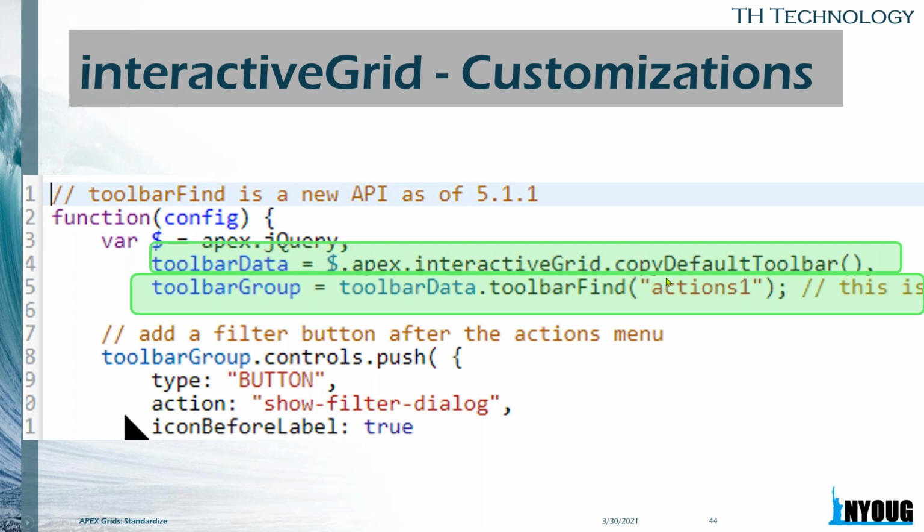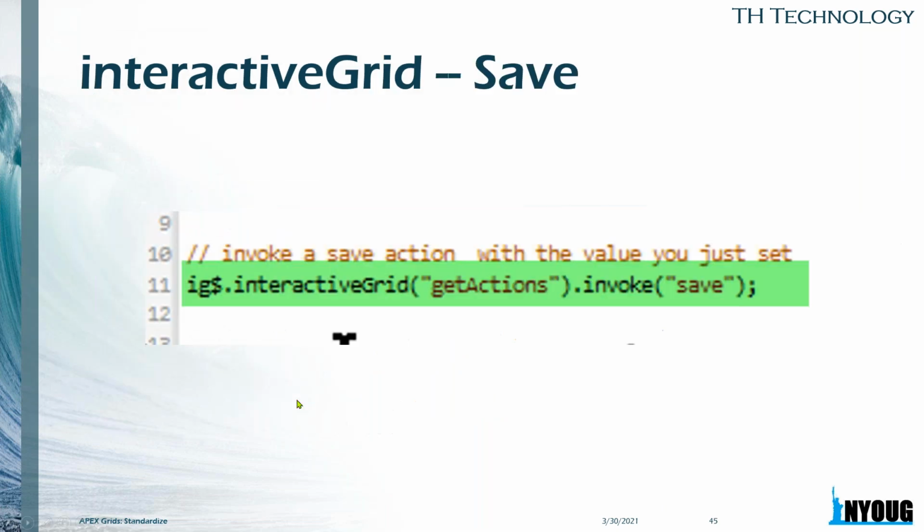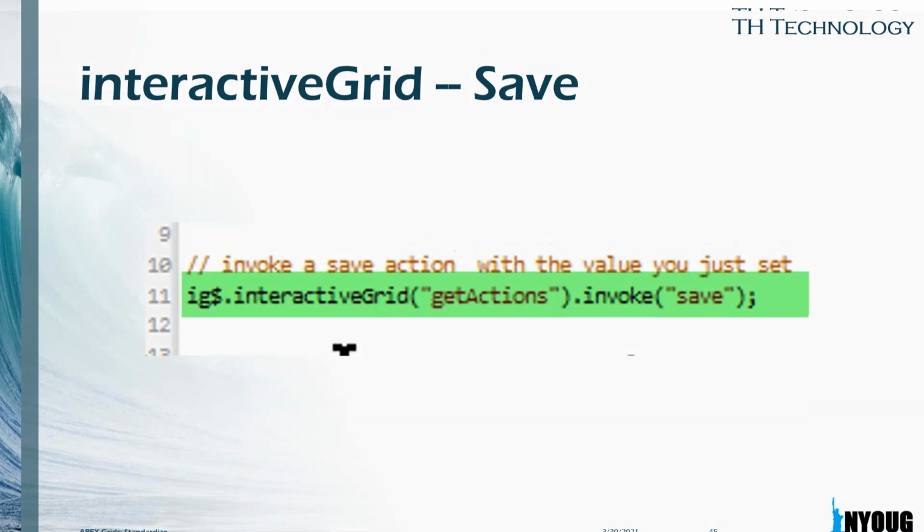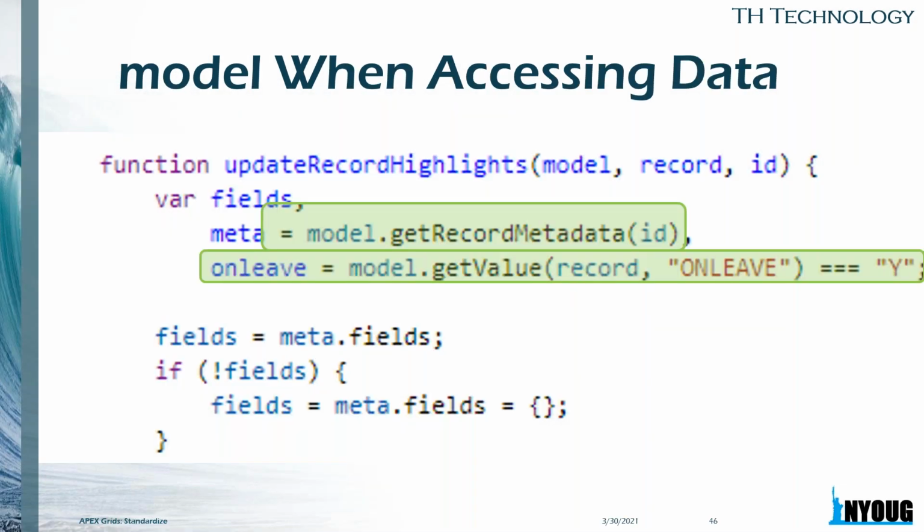Here I'm adding to a toolbar, so I'm getting copy default toolbar. Toolbar find, I'm getting the actions, which is the first group where the search button and the search field are, and then I'm putting that filter button there. That's how I knew where to put that filter button. Get actions, invoke, save. So this is how we just do a save via JavaScript instead of a save button, or we had a dynamic action on our custom save button.